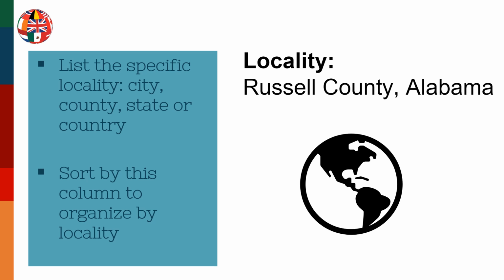Next, we have the locality. Here you will want to list the specific locality. And I like to go in order: city, county, state, or country. So in this example, I searched in Russell County, Alabama. And again, we can sort by this column if we are recording our research log in a spreadsheet, and we can organize by locality and see all of the searches that we have made in a specific county or in a state. If I'm searching a statewide collection, then I would perhaps just write Alabama in locality.